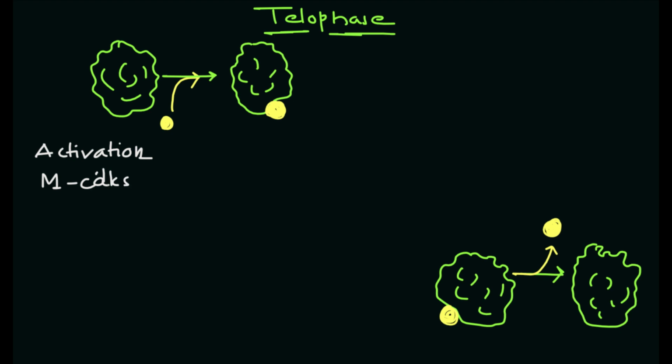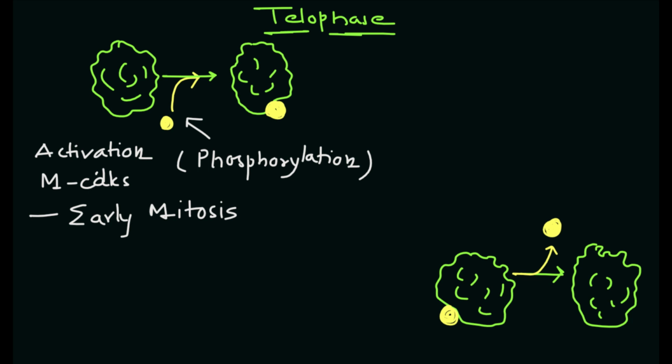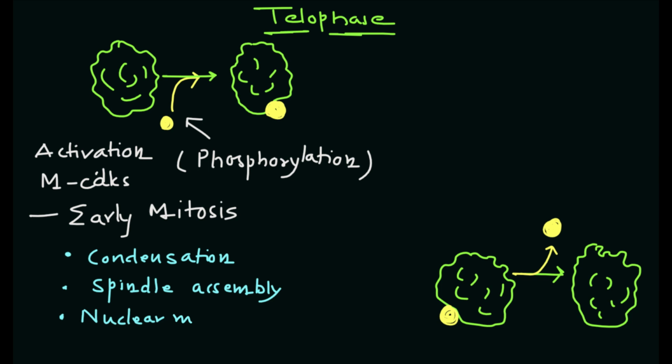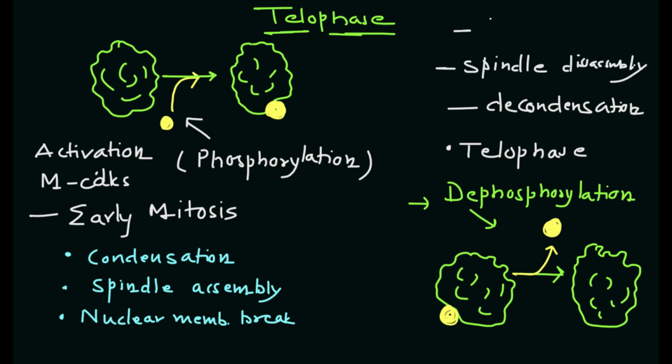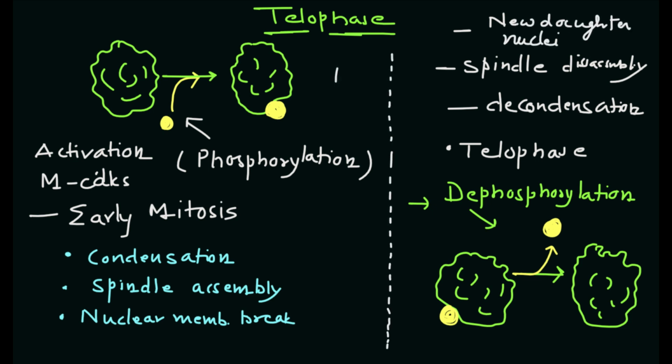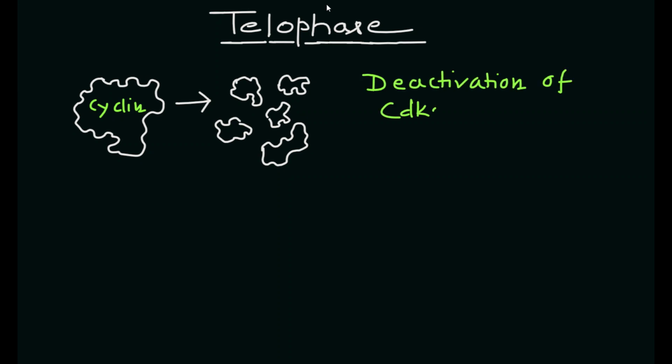The activation of mitotic cyclin-dependent kinases occurs through phosphorylation. This process triggers key events in early mitosis, such as chromosome condensation, spindle assembly, and the breakdown of the nuclear envelope. On the other hand, the dephosphorylation of these proteins in telophase leads to the disassembly of the spindle, decondensation of the chromosomes, and the formation of daughter nuclei. The deactivation of Cdk is caused by the degradation of cyclin.